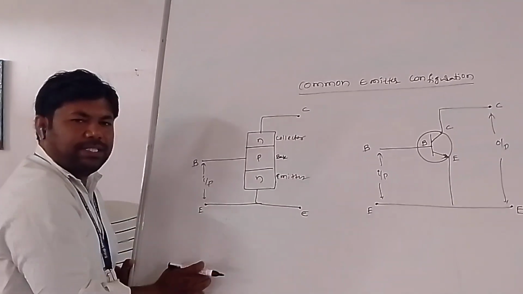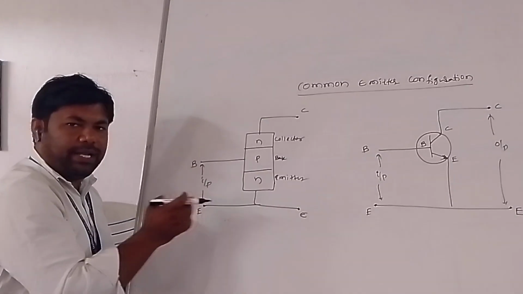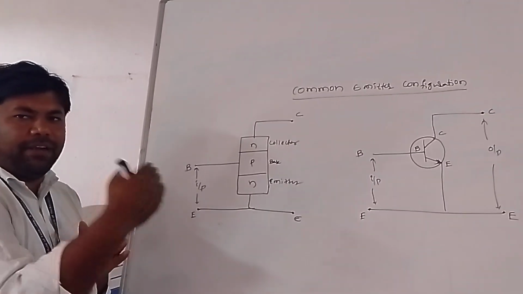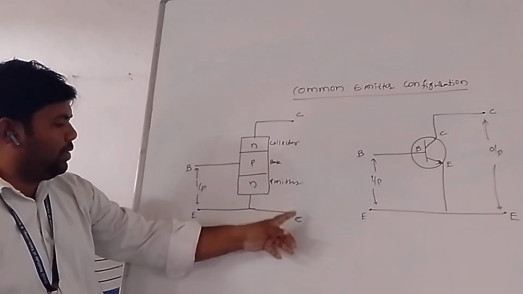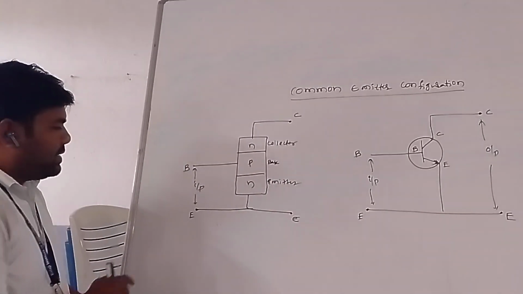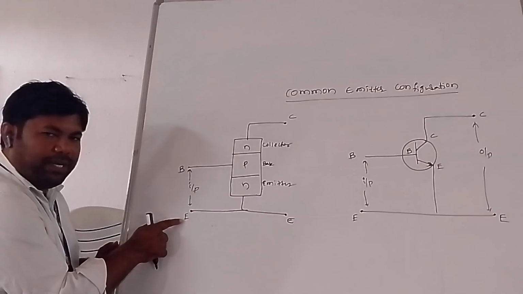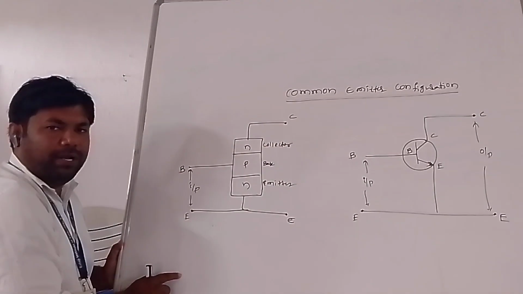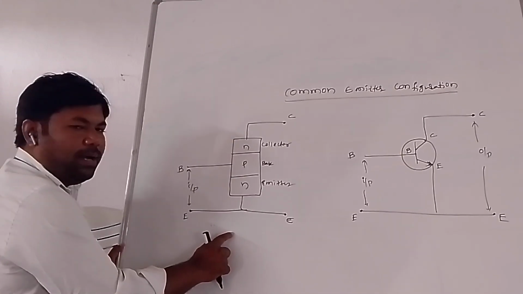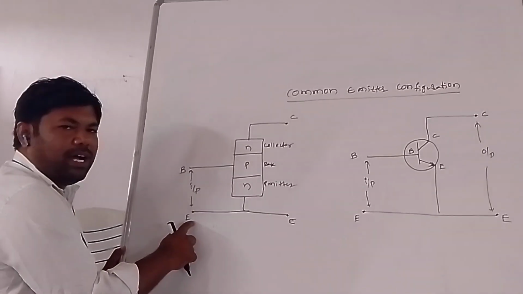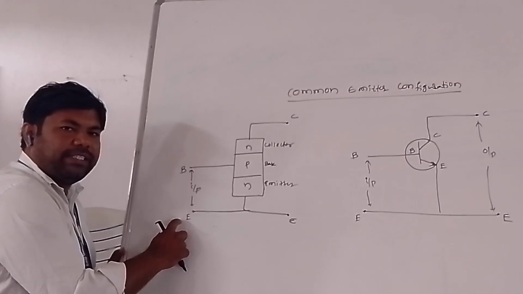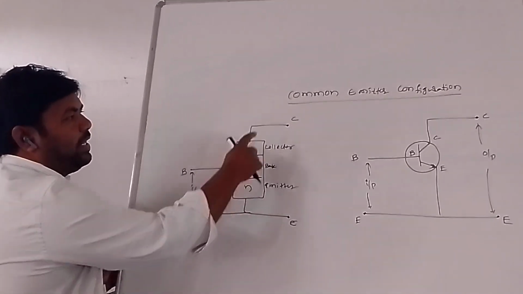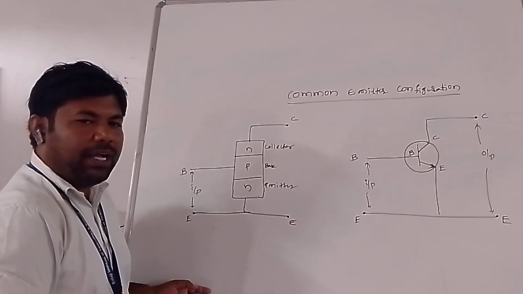So this is an NPN transistor. We apply the voltage on the input side and take the output from the collector to the emitter terminal. The input is applied from base to emitter terminal, and the output is taken from collector to emitter terminal. So which terminal is common? The emitter terminal is common. The emitter terminal acts as a ground, thus we call it a common emitter configuration.